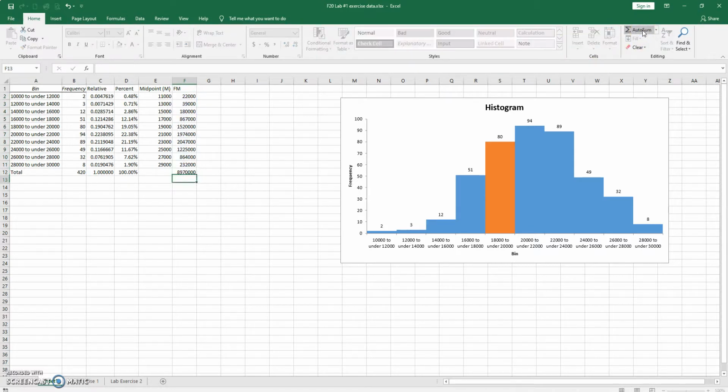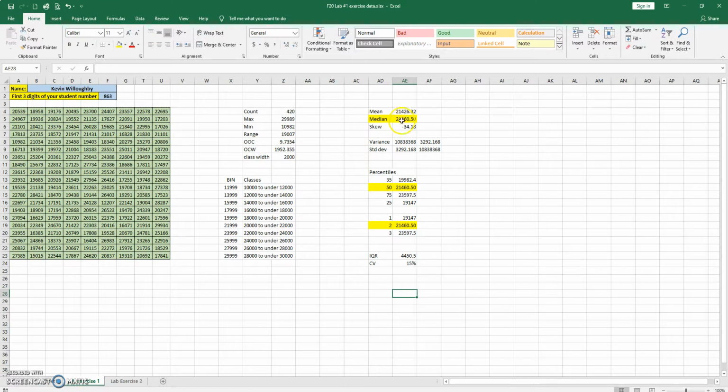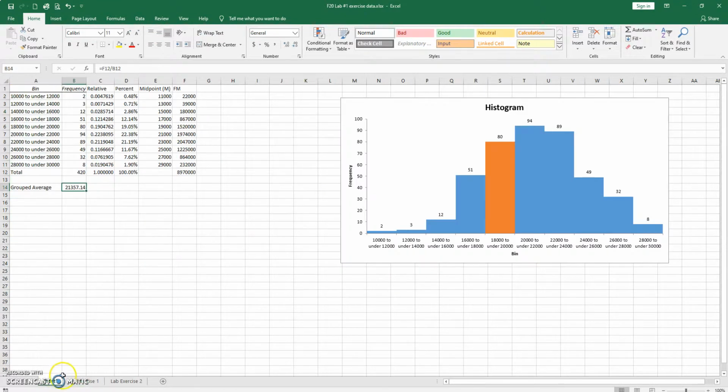Do an autosum. And then the grouped average, or the group mean, is going to be this total of the FM divided by how many pieces of data we have. We're getting 21,300. You will get a different value. My average of the ungrouped data is 21,400. They won't be exact, but they should be close. So that wraps it up for the first part of this lab exercise.